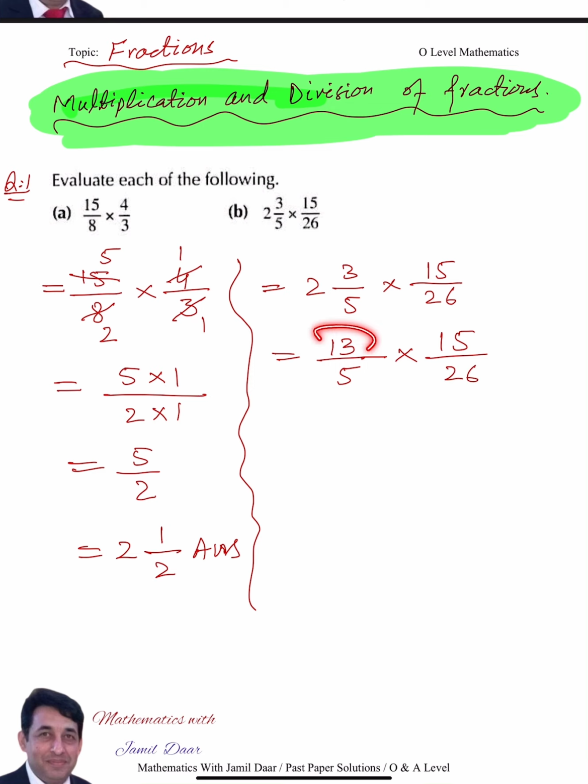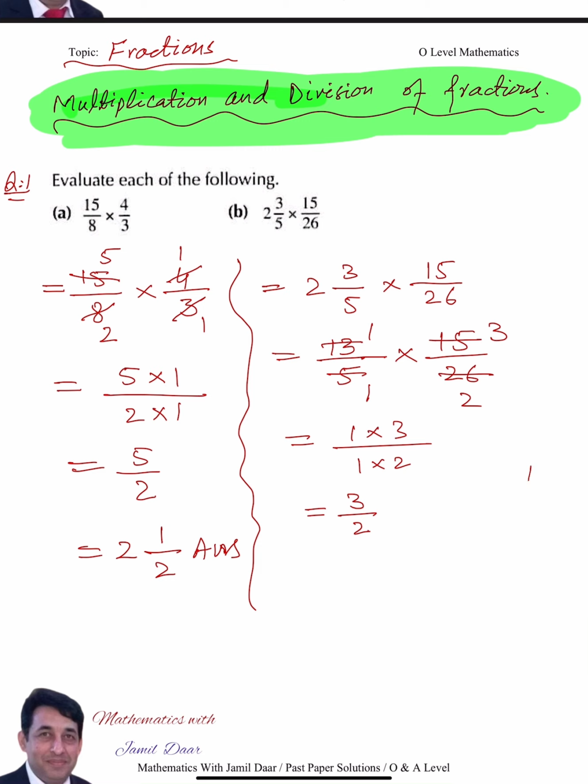Now, we have to check whether there is any cancellation of any denominator with any numerator when there is a multiplication sign. So we can see that 15 comes in the times table of 5 and 26 comes in the times table of 13. 13 ones are 13 and 13 twos are 26, and 5 ones are 5 and 5 threes are 15. So this would become 1 times 3 over 1 times 2, which is 3 by 2.